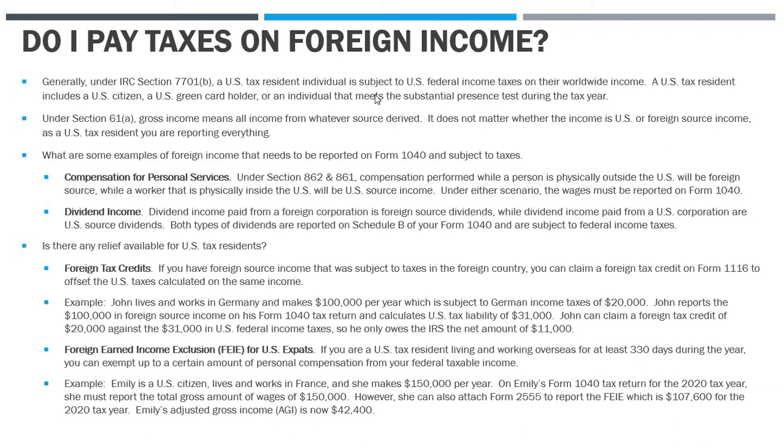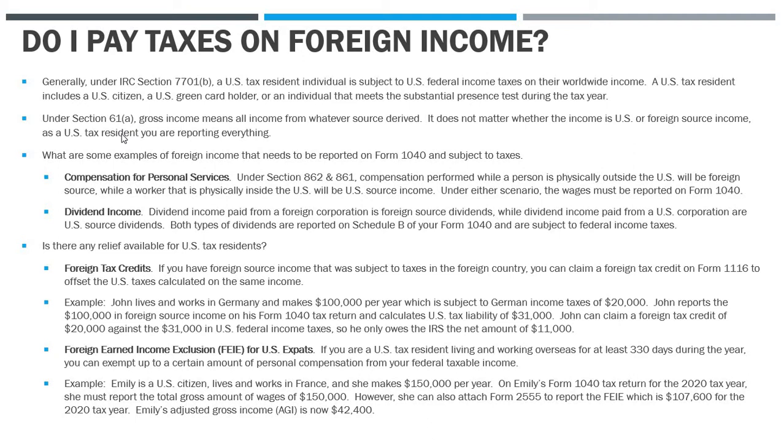Okay, so if you're a U.S. tax resident, next, what do you need to worry about? Well, under Section 61(a), you report your gross income, and gross income means that it's all income from whatever source derived. So it doesn't matter whether it's U.S. source income or foreign source income. As a U.S. resident, you're reporting everything, absolutely everything.